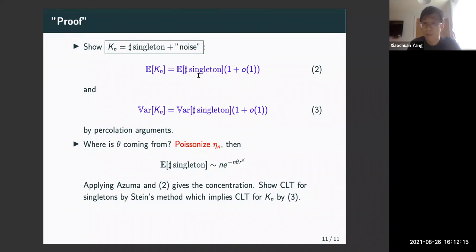Once we have this, we replace it back in equation 2, and applying a Azuma inequality, we conclude with the concentration bound. For the central limit theorem, it's the same idea. We can first find a central limit theorem for the number of singletons by, for instance, Stein's method. Once we have that, using the variance estimate 3, we can basically ignore the contribution from non-singleton components and derive a central limit theorem for Kn as well.